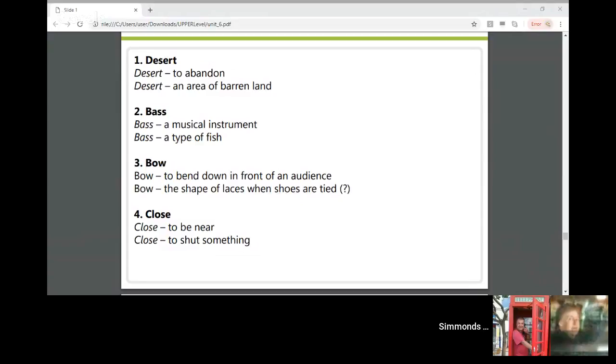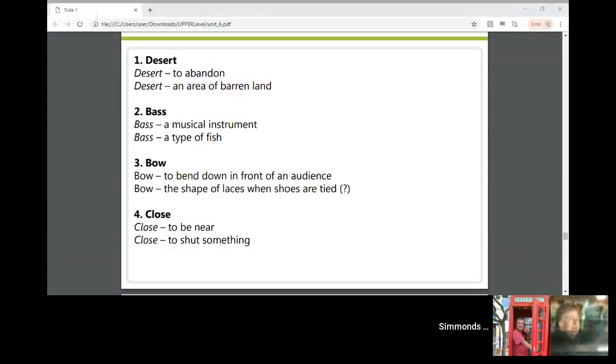See, that's why we're all here, because we all have something to add. That was very good. What about number 4? Bob, do you want to say those words? Close, to be near. Close, to shut something.